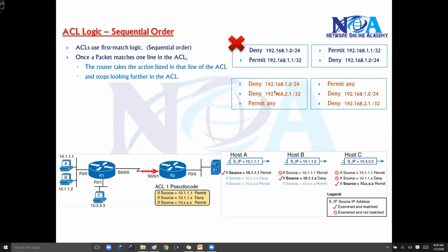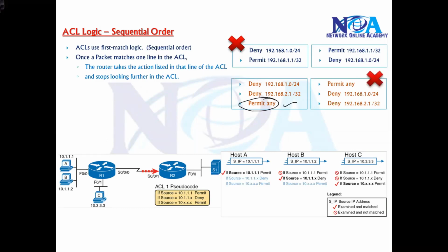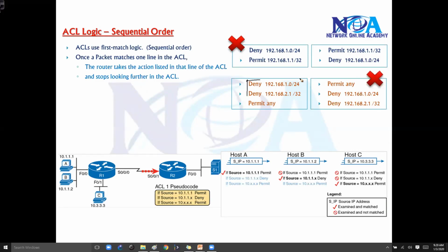So again, here also the more specific entries we need to write in the beginning. Permit any, we generally write at the last, which means I'm saying all the remaining should be permitted except these two. So deny this network and deny this 2.1 host, and permit the rest of the networks, because the rest are many. If you have hundreds of hosts, it's not possible for you to write permit for all the 100 hosts. So simply we say permit any, meaning above should be denied and the remaining should be permitted here.